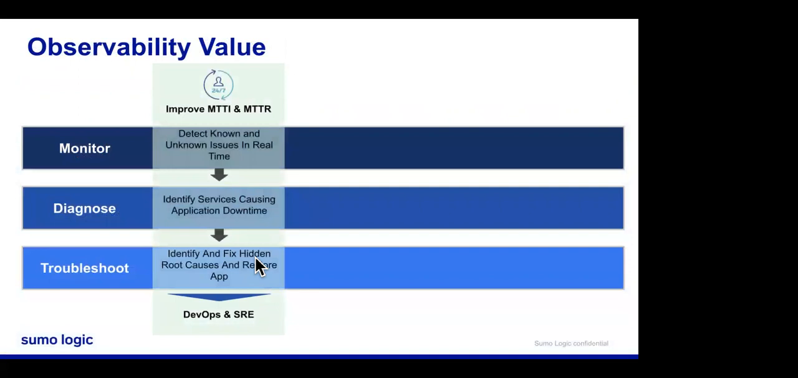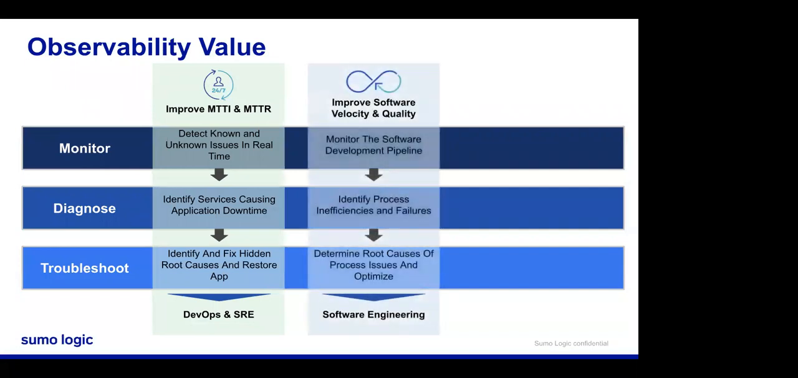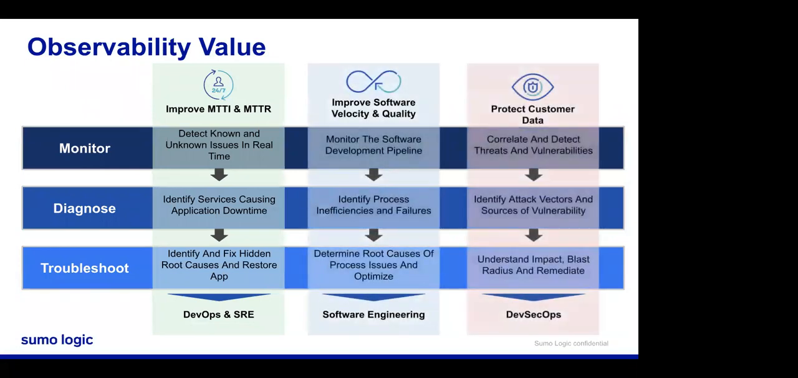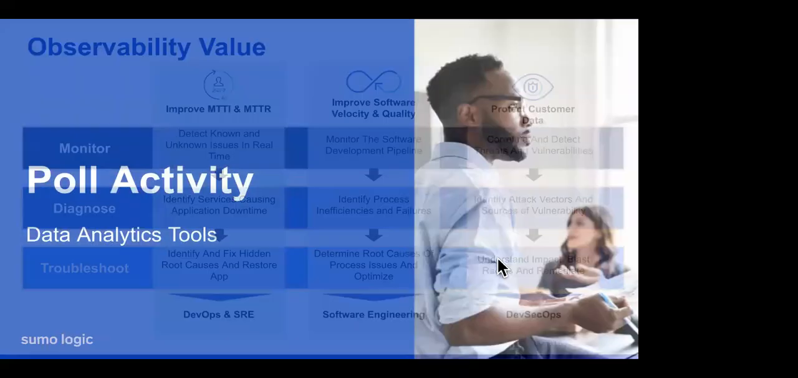Here we go. Now, regardless of your role in your company, if you're part of DevOps or site reliability engineering, or if you're a software engineer, or if you're in DevSecOps, this tool has something for you. When you think in terms of monitoring, diagnosing, and troubleshooting, you can see across this slide all the different capabilities and help that this tool is going to provide you. From a DevSecOps perspective, you can see, correlate, detect your threats, identify attack vectors, and understand the impact, blast radius, and remediation actions you need to take. So, a helpful visualization to see the big picture.